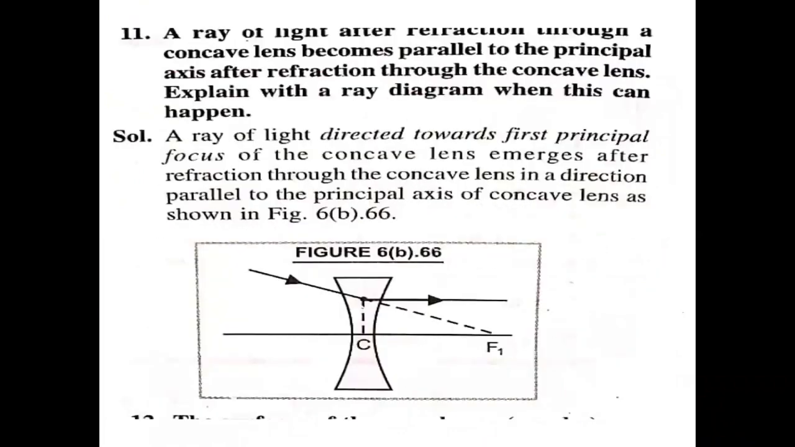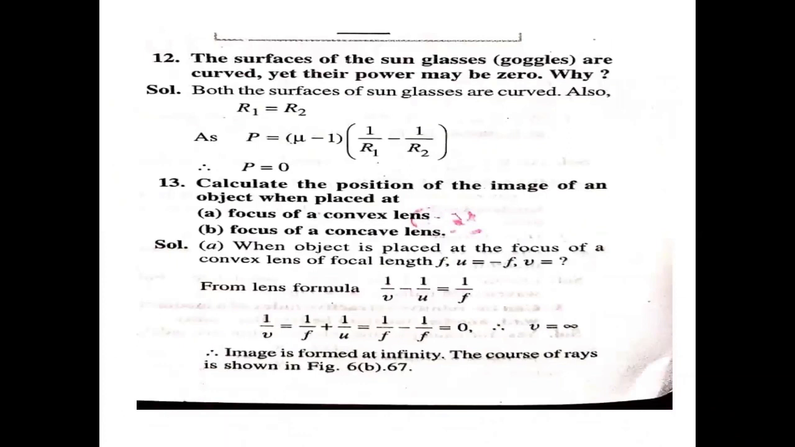Let us see one more question. The surfaces of sunglasses are curved, yet their power may be 0. Why? You must have seen sunglasses or goggles. They are curved like this. For a lens with 2 surfaces, the factor 1 by r1 minus 1 by r2 becomes 2 by r. Whereas sunglasses may have 2 lenses.